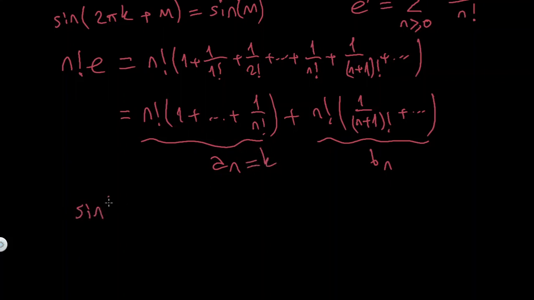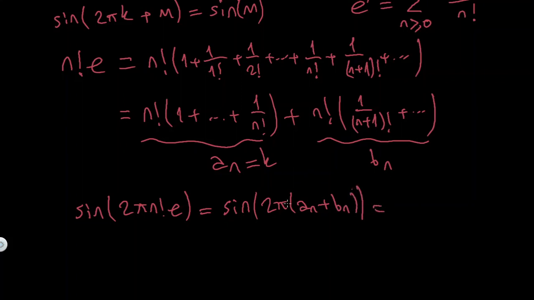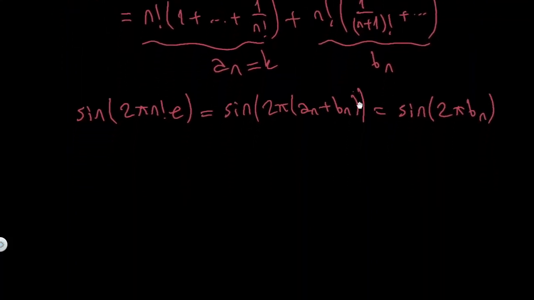So now, if I get back to the question, sine of 2π n factorial times e is going to be equal to sine of, so I said that n factorial times e is equal to a_n plus b_n, 2π (a_n plus b_n). Now I can just separate this 2π a_n part because now it's like 2πk. So I can just take the fraction part, which is equal to sine of 2π b_n. So we will use this later.